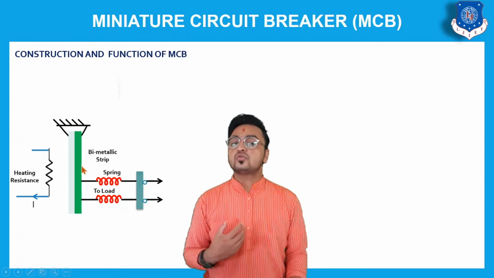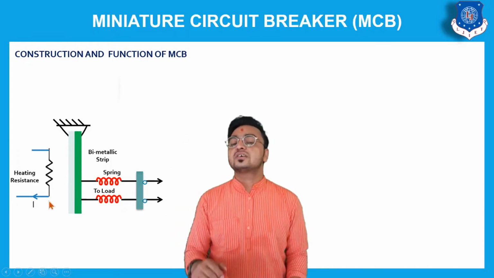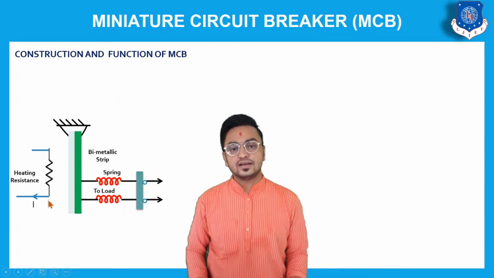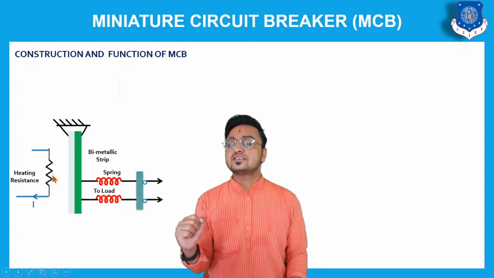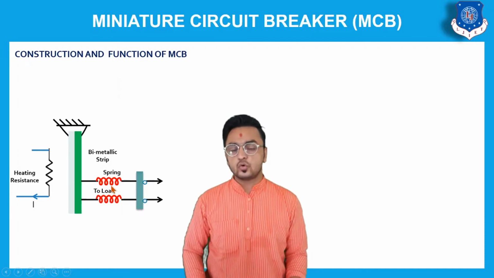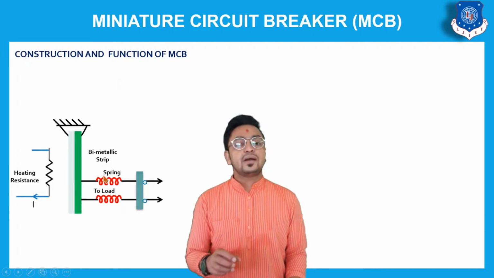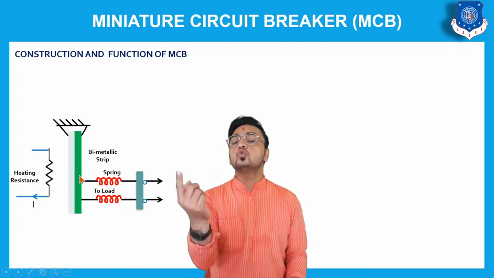But let's suppose that if high current flows, what will happen? The temperature of this resistance is going to be at a higher level. And what will it do? If the temperature of this resistance increases, that will increase the temperature of this bimetallic strip. First of all, what is the bimetallic strip over here? A bimetallic strip means a strip which is made of two different materials.